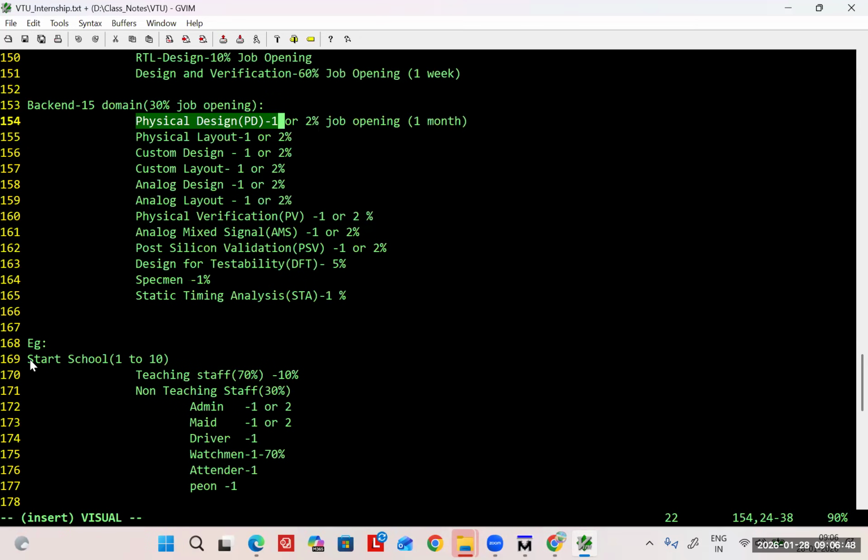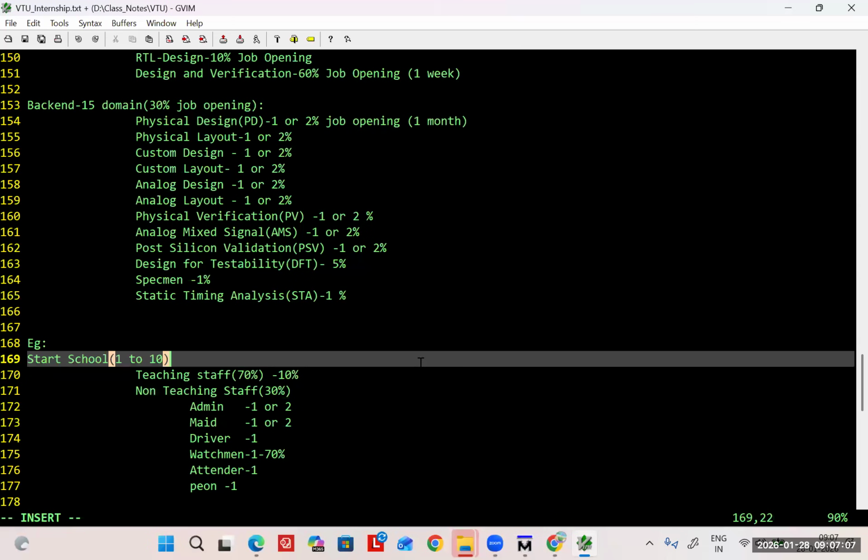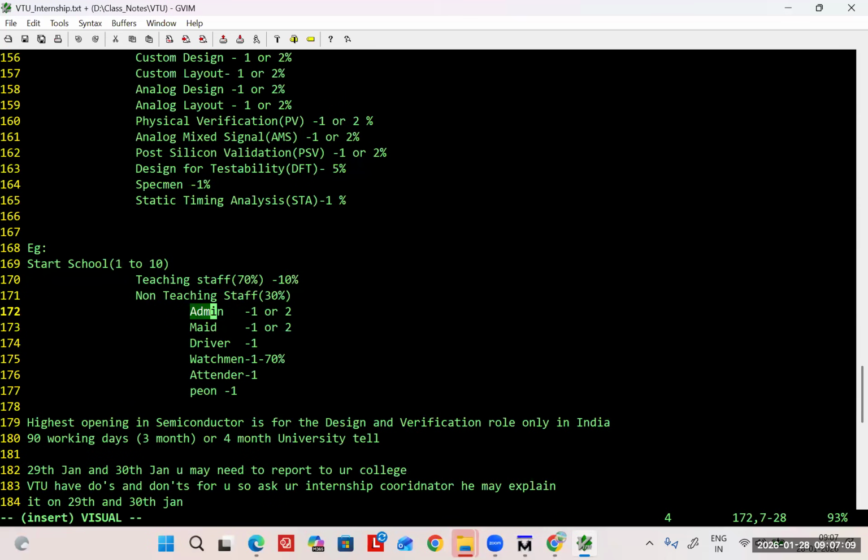If you want to start a school, normally 70% you will hire what? Teaching staff and non-teaching staff will be there. Correct. 70% you will hire teaching staff only, and non-teaching staff you will hire hardly 20 or 30%. Non-teaching means admin, maid, driver, watchman, attender, peon. Like that, one or two positions you will hire.